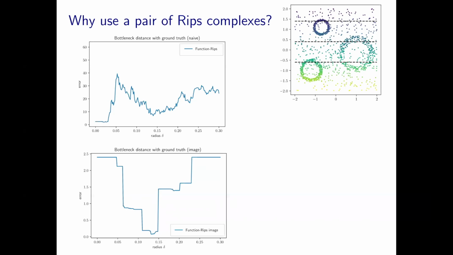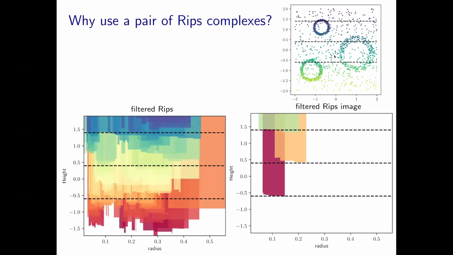And as you can see, it actually goes to much higher values. So the distance from the estimator to the target is much, much higher than what we get with the image Rips. And now if we look at the actual persistence modules that we get, here's a representation of these two modules. On the right-hand side, you have the persistence module phi delta for every single value of delta within the range that we consider.